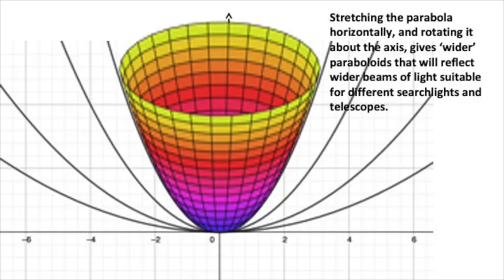Now, stretching the parabola horizontally and rotating it about the axis again, you get a parabola that will reflect wider beams of light, suitable for different searchlights and telescopes. So if you stretch the parabola to make it wider and shallower, then you will get a wider beam of light that can come into your telescope or be sent out from your searchlight.